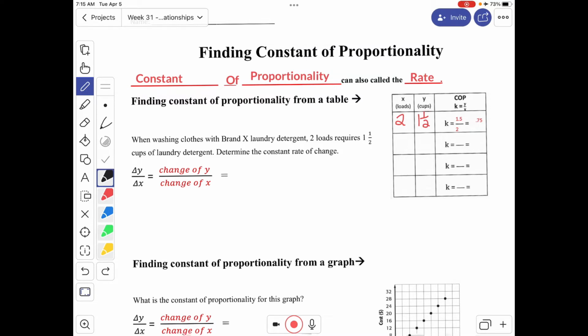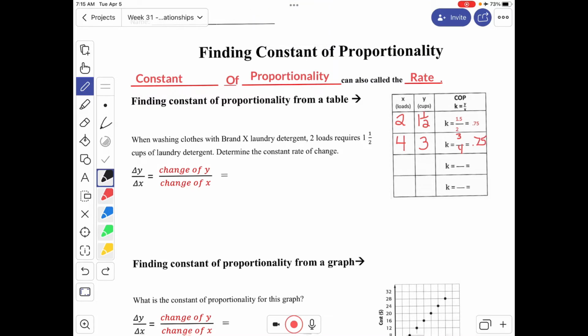Well, what if we doubled that? If we did 4 loads of laundry instead of just 2, how much laundry detergent would we need? Well, what's 1.5 times 2? 3. And then again, we put the Y number on top and the X number on bottom. And 3/4, well, that's supposed to be one that we memorized, so 3/4 is 0.75.